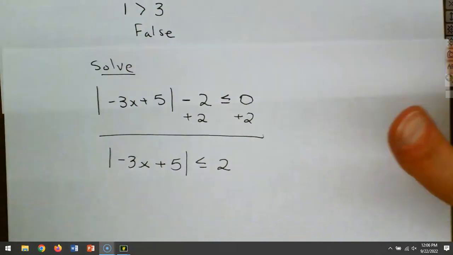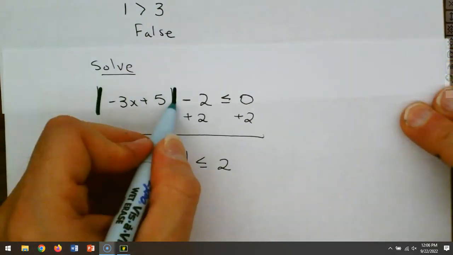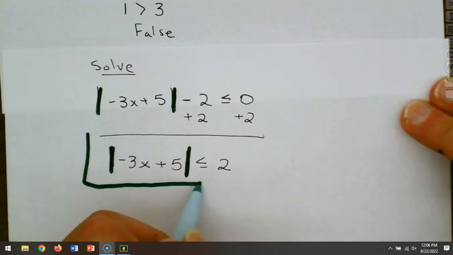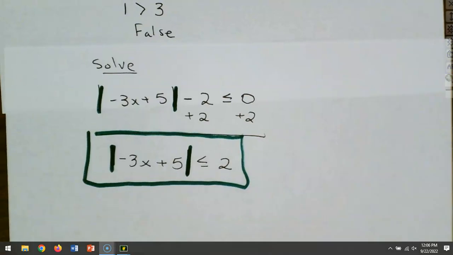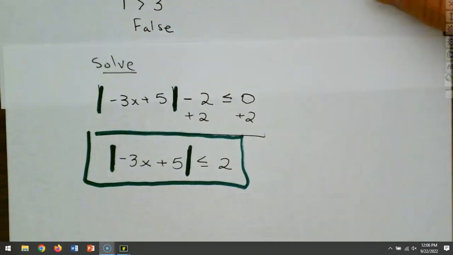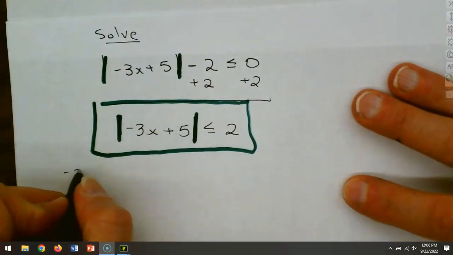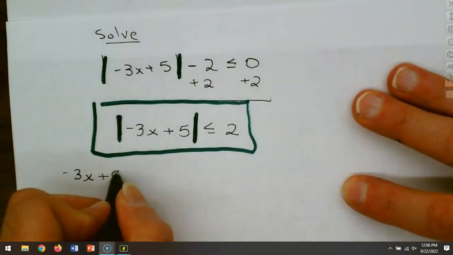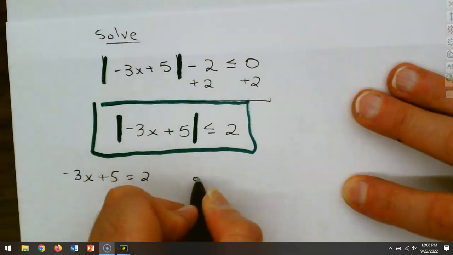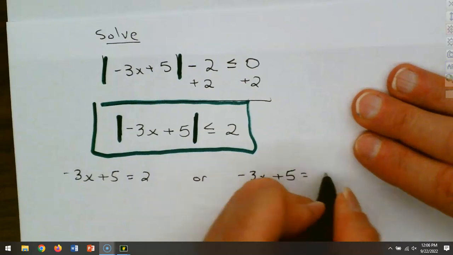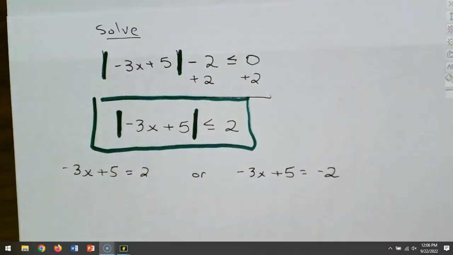Okay, that's what we've got. We're going to go ahead and box that. And these are absolute value bars. I just like to make sure we know those are absolute value bars. We're going to be using this to check. What are my 2 equations now? My 2 equations are -3x plus 5 equals 2, or -3x plus 5 equals -2.